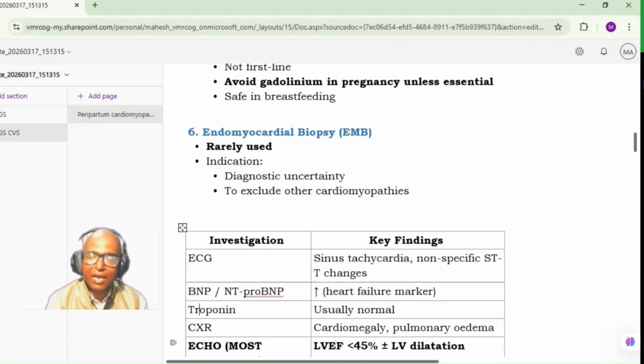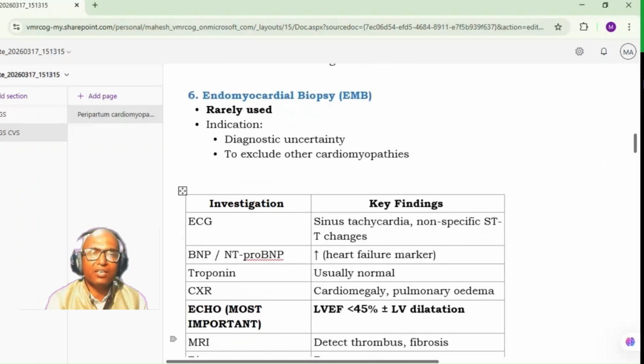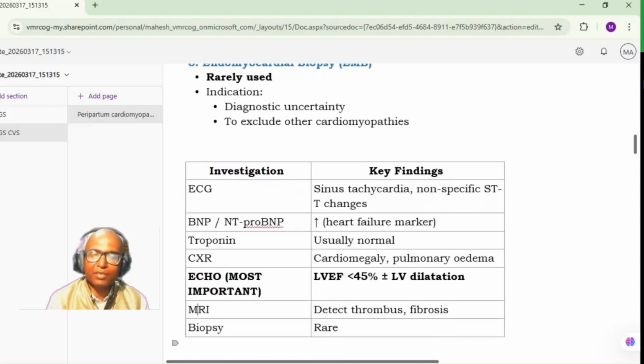Then endomyocardial biopsy can be performed, but this is rarely used. Indication is diagnostic uncertainty and to exclude other cardiomyopathies. However, the diagnosis is mainly clinical, supported by investigations and the typical presentation of the patient.